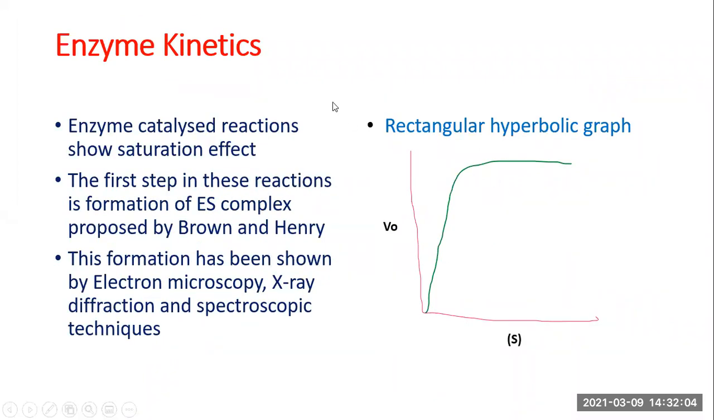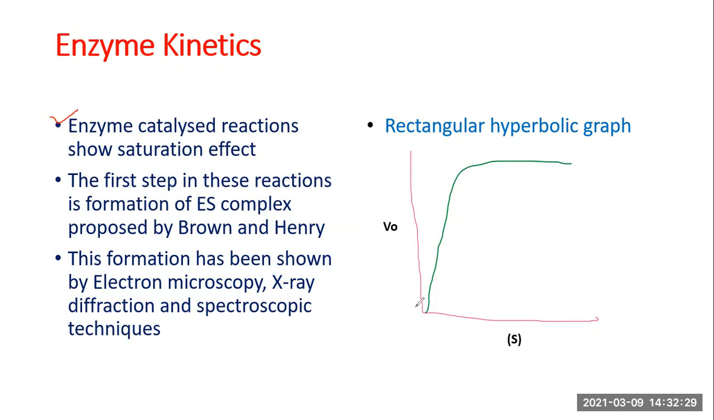So enzyme kinetics: enzyme catalyzed reactions follow the same kinetics as non-enzyme catalyzed reactions, with one major difference. And what is that difference? For example, enzyme catalyzed reactions show what is called the saturation effect. So what is that saturation effect?